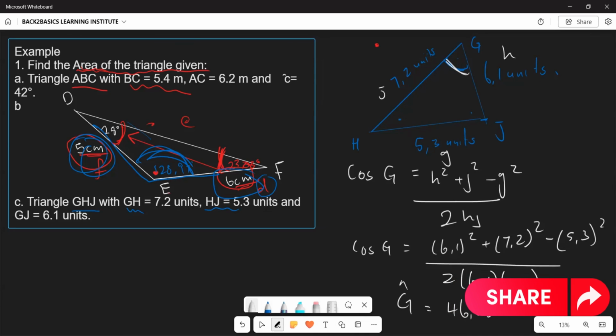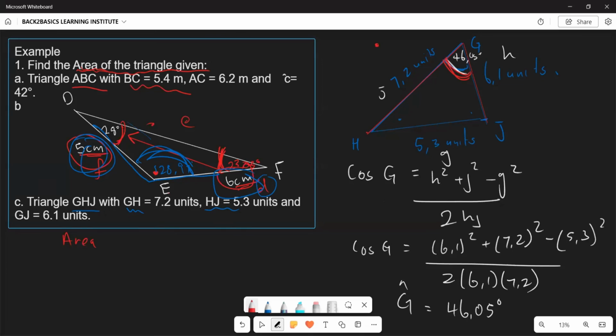Now look, now that we have this angle, which is 46.05 degrees, what is it that we can do? Now we already have at least the angle here. You already have the angle here, and you have this particular side and this particular side here, right? So which means now you can use your area rule. Now let's attempt it. Let's write it here: the area of your triangle GHJ.